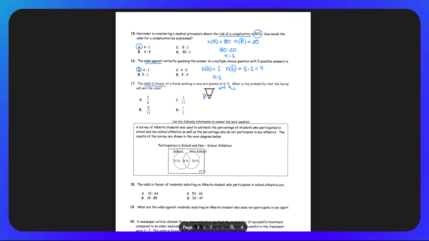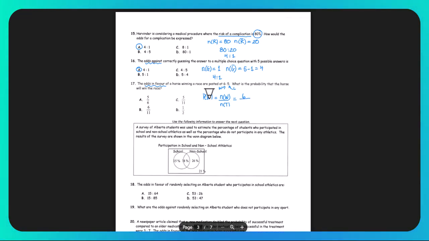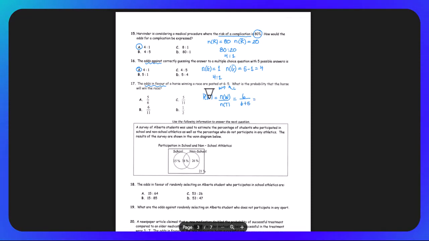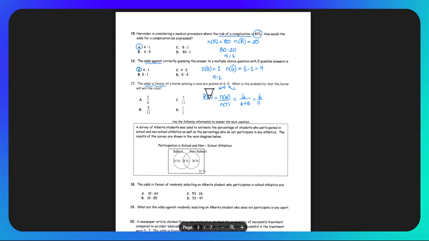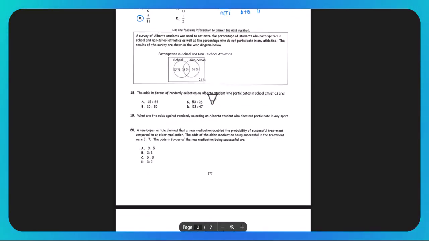So the probability of a win would be the number of wins over the total number. And we remember from before that the total number is going to be the sum of the wins and the losses, which is 6 plus 5, which is 6 over 11, and we can't reduce that down any further. So our answer in this case is B. Finally, a B, not an A. Just a couple more to go.